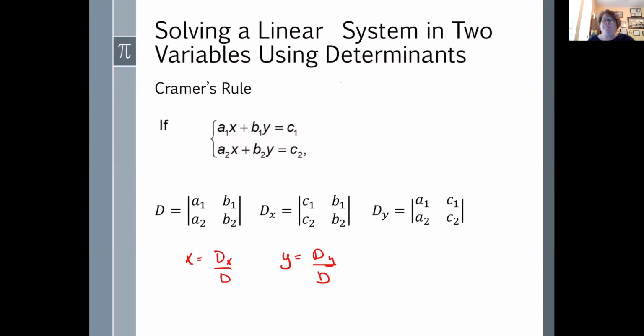This method works very, very well if your x and y's are fractions. So either by using substitution or addition, you determine that you get fractions in your equations, then Cramer's rule works very well. Cramer's rule does not work if the determinant D, the determinant of the matrix formed by the coefficients on my x's and y's, is 0. If that determinant is 0, you can't divide by 0, so you can't use Cramer's rule. You would have to use some other method to solve that system.